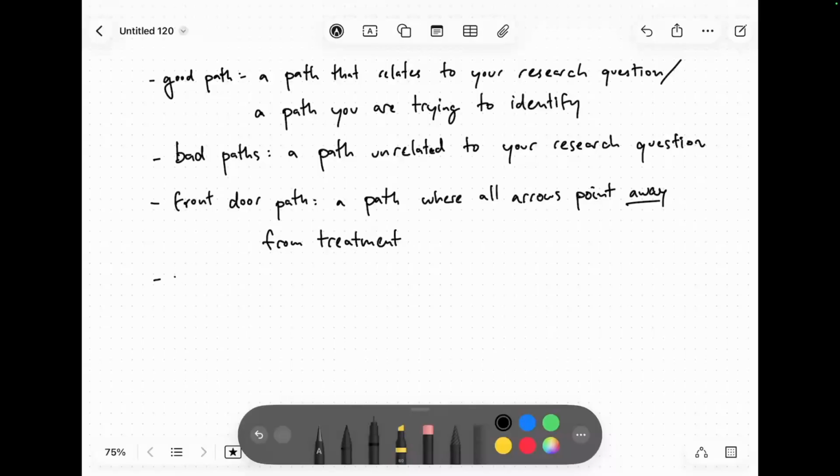And then we have a backdoor path. This is a path where at least one arrow points towards treatment.